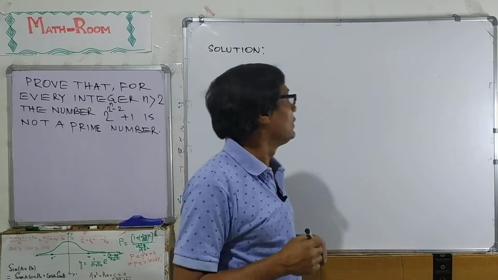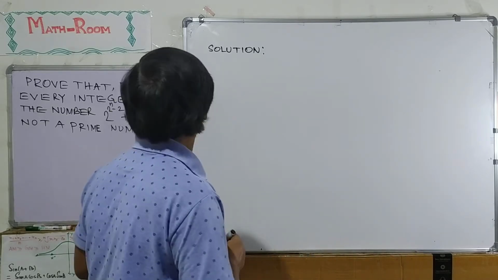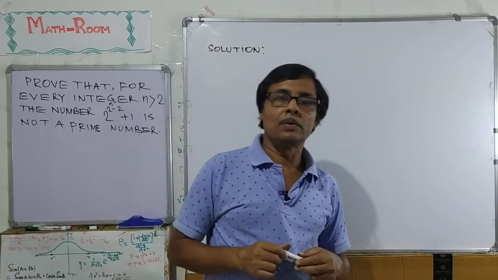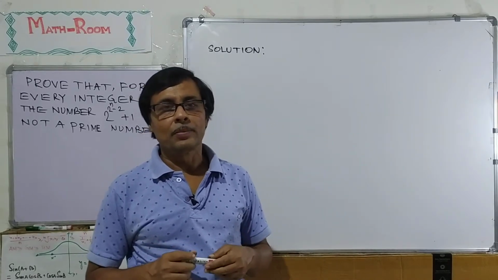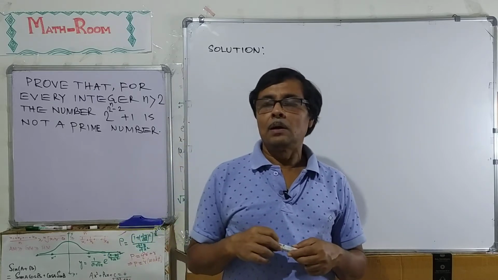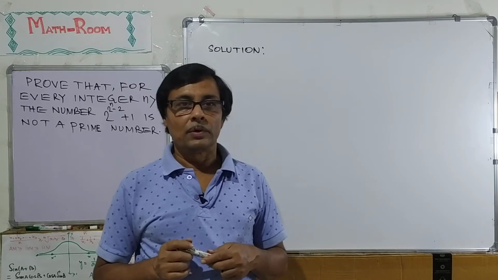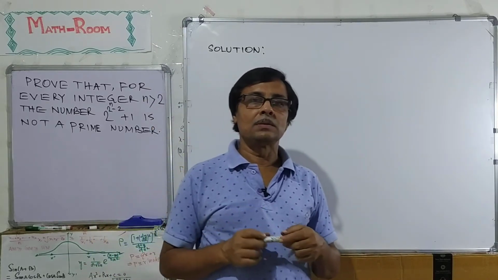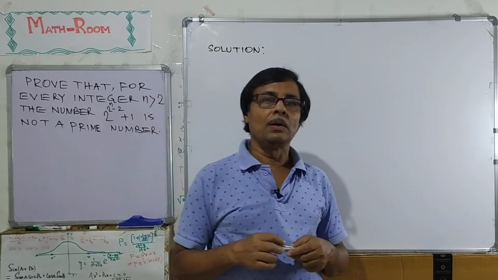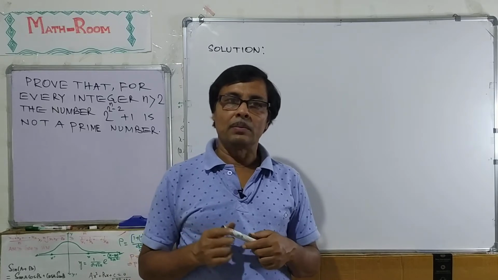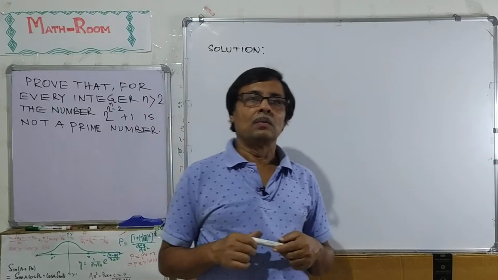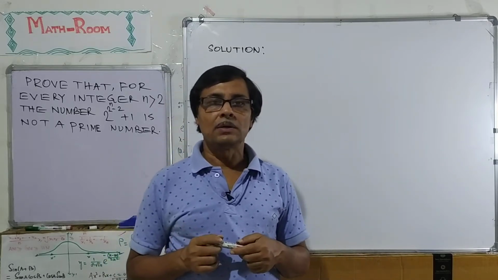Now, let us begin the solution. Here we have already known the definition of a prime number. A prime number is an integer whose number of factors is 2. One factor is 1 and the other factor is the number itself. Each prime number has only 2 factors.